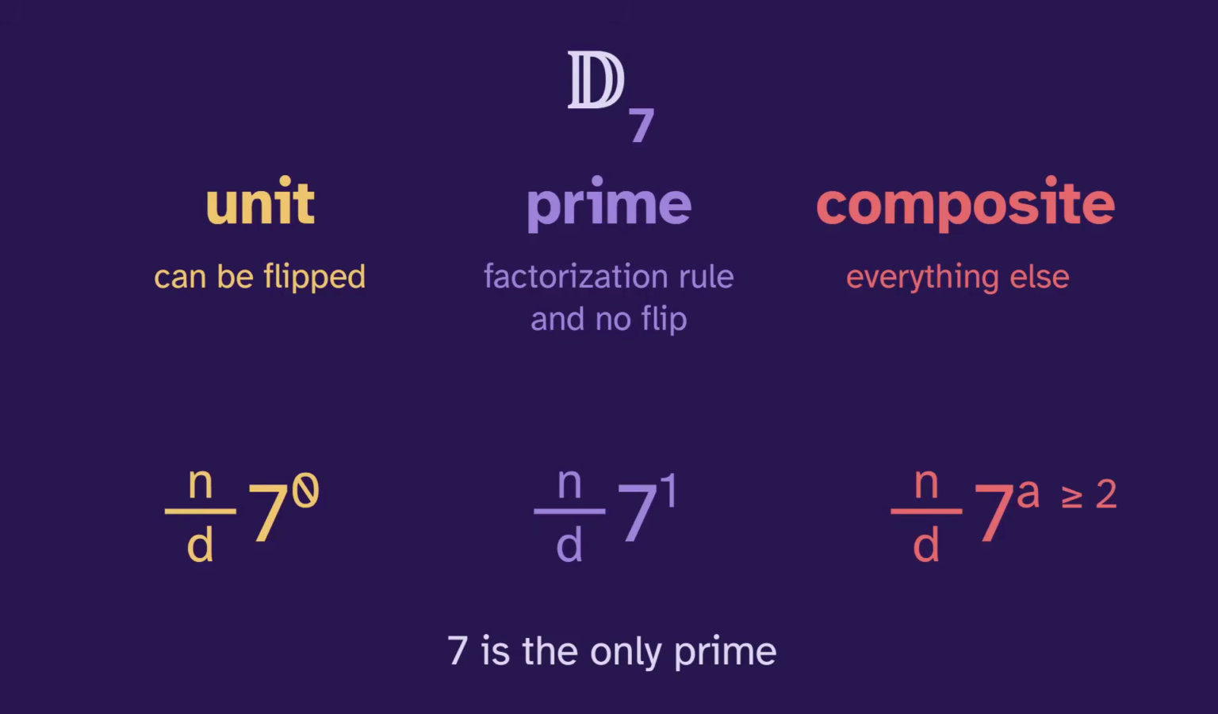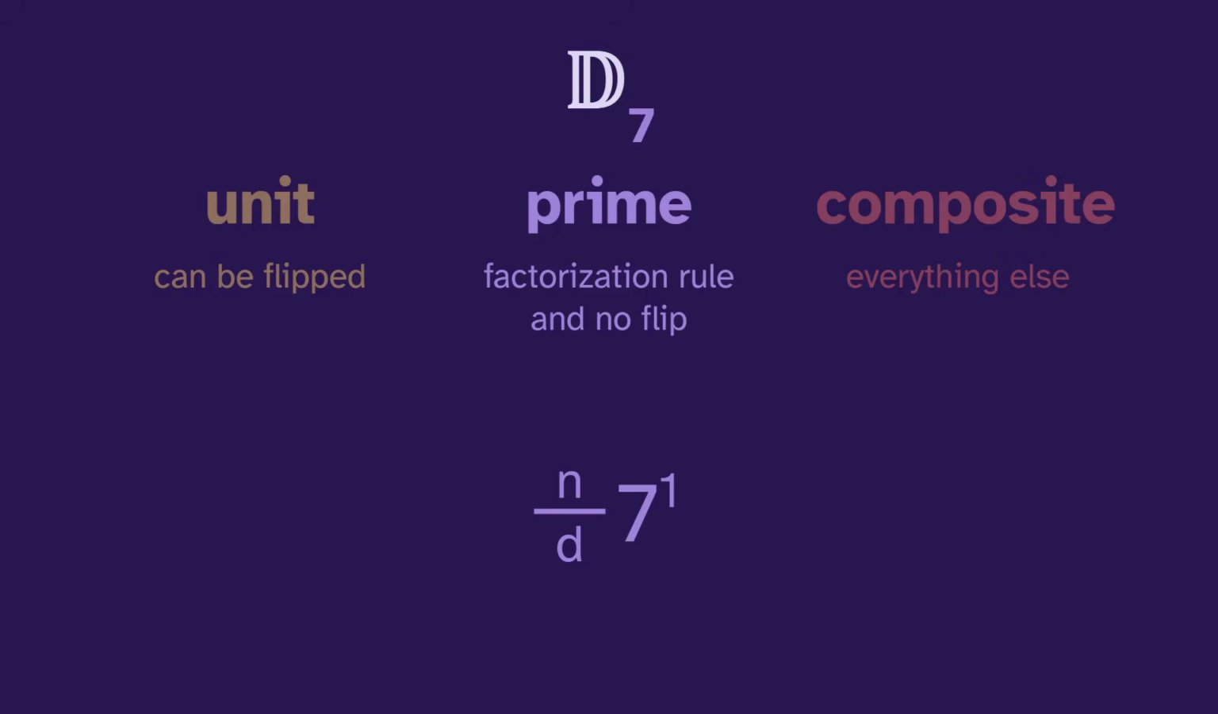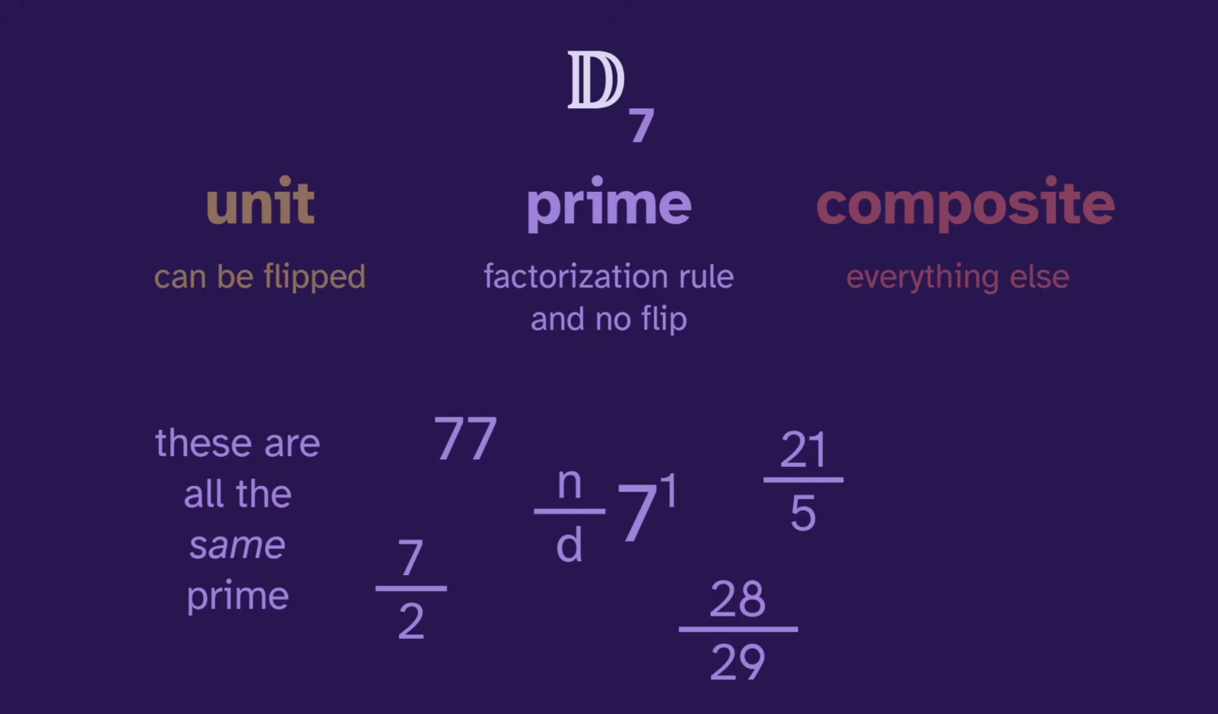7 is the only prime. Right? It doesn't seem like it. There are still infinite primes. Any unit times 7 is a prime, so 7 halves is a prime, 21 fifths is a prime, and so on. But there is a sense in which these are all the same prime. We just need to think about primes differently.